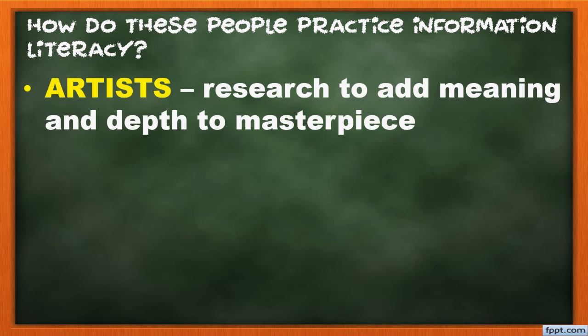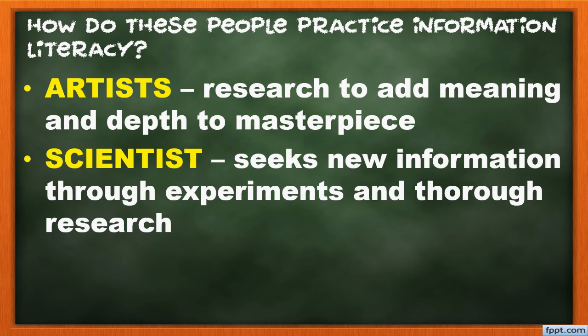And then for artists, thorough research of their craft or their masterpiece adds meaning and depth to their artwork. And for scientists, they seek new information through experiments and thorough research. For scientists, information literacy is very important, because in science they follow the scientific method, and one part of that is to gather information. Of course, you need to gather information that will support the problem you have identified, and at the same time, this information should give good results.